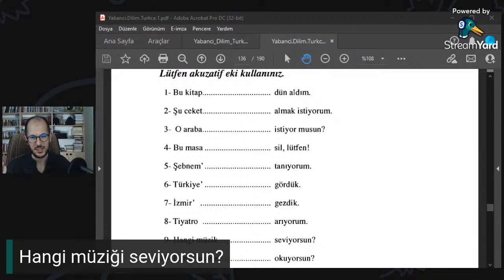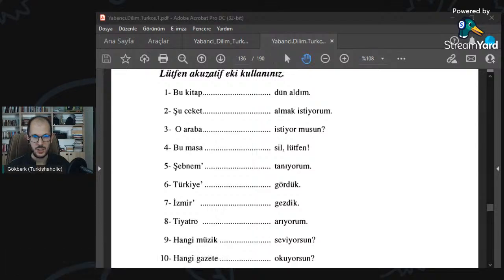I mean, it changes a lot. And most of the time, if a noun ends in the letter K, we usually change it to the soft G, whatever suffix it is. And most of the time, if a suffix starts with a vowel letter, it usually changes. But there are limitations. There aren't many suffixes that start with a vowel letter, like the accusative case. So you don't have to worry. You only have to memorize it for the accusative case. Okay. So it's not müziki, it's müziği. This means, which music do you like? Hangi müziği seviyorsun?